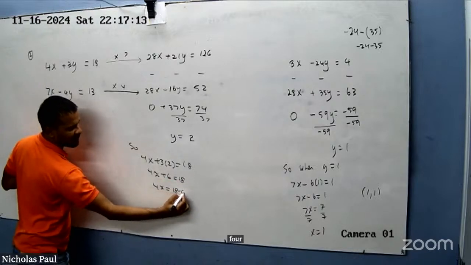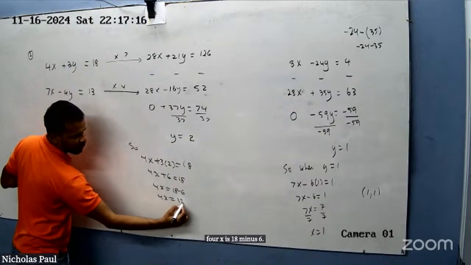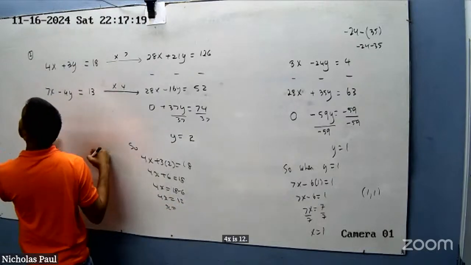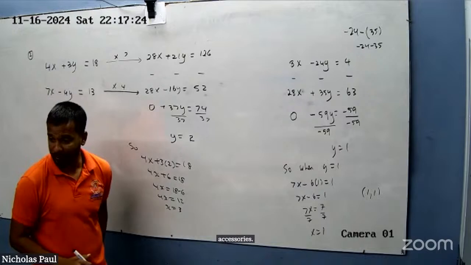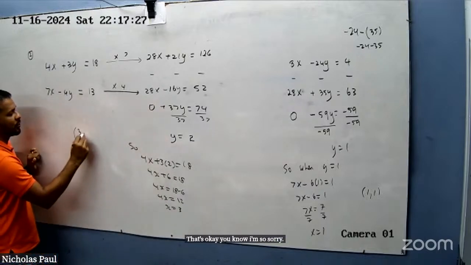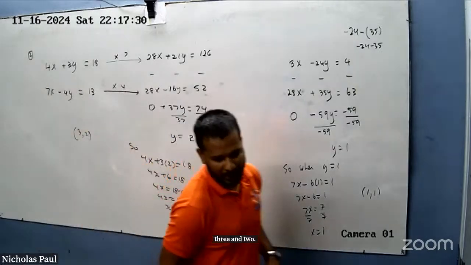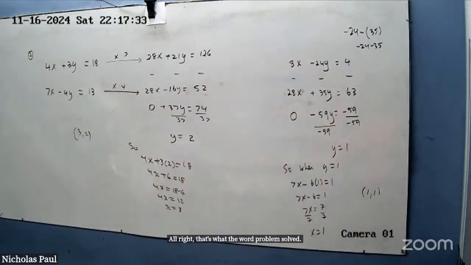4x is 18 minus 6. 4x is 12. Did I record this class? X is 3. That's okay? So your answers are 3 and 2. All right, let's go to worded problems now. Any questions online? Any questions here? Okay.